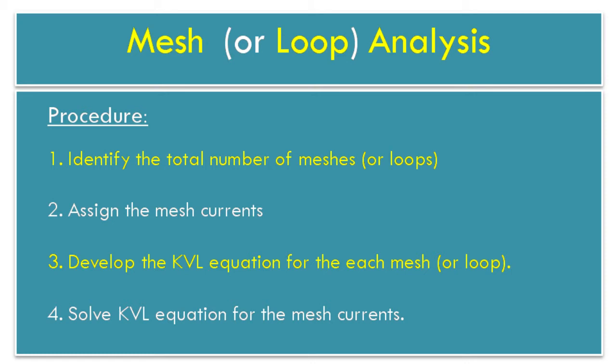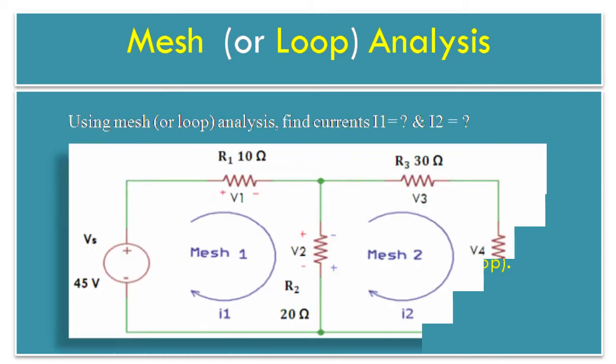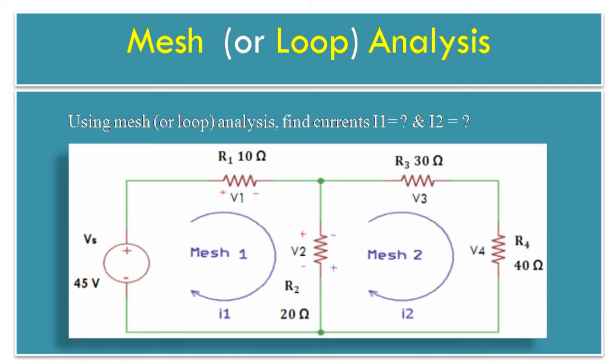We just studied a representation of mesh or loop. Let's begin with the procedure of mesh or loop analysis. Point 1, identify the total number of meshes or loops. Point 2, assign the mesh currents. Point 3, develop the KVL equation for each mesh or loop. Point 4, solve KVL equations for the mesh currents. Using this procedure, we are going to solve an example.